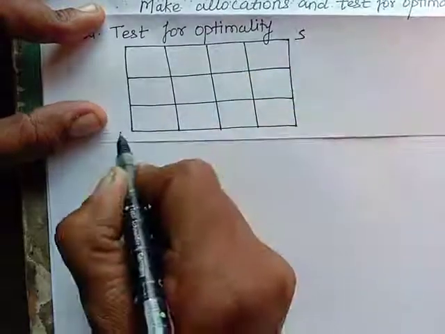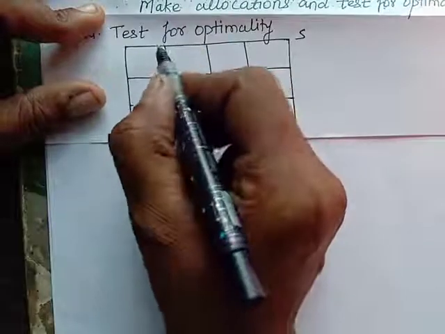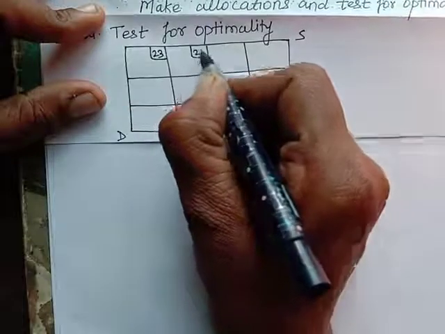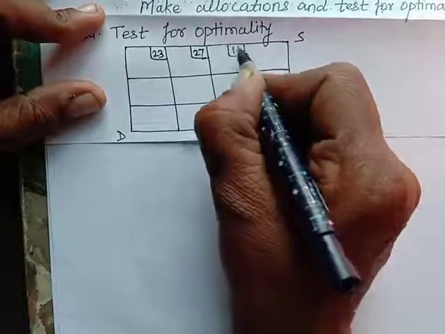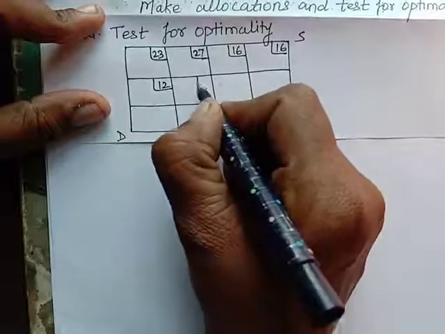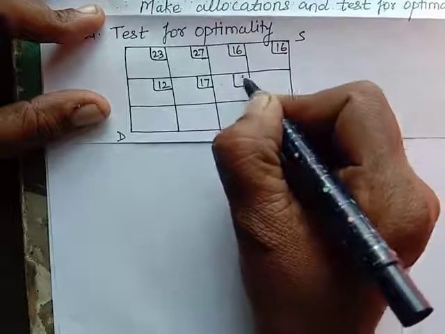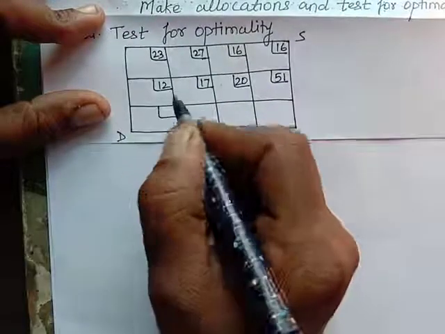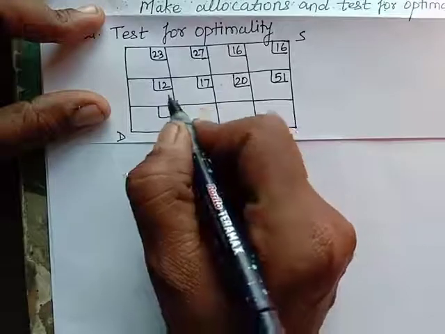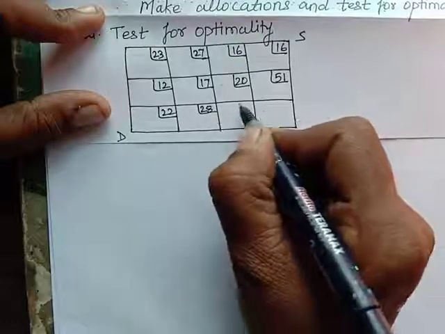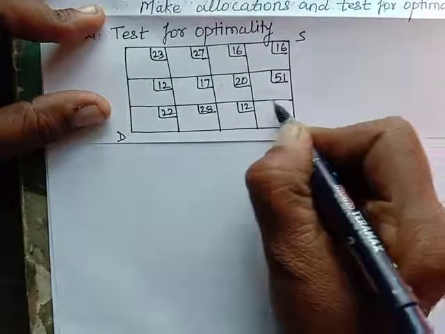The problem is that here supply, here demand is given: 23, 27, 16, 16, here 12, 17, 20, 51. Here the costs are 22, 28, 12, 32.